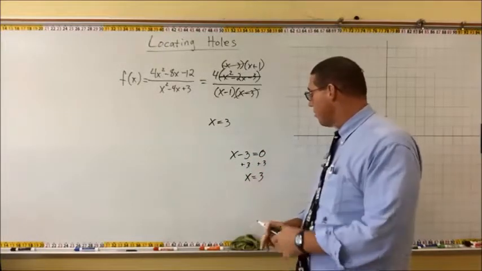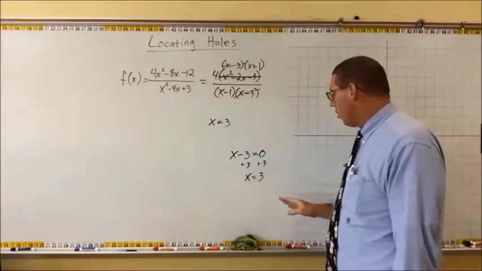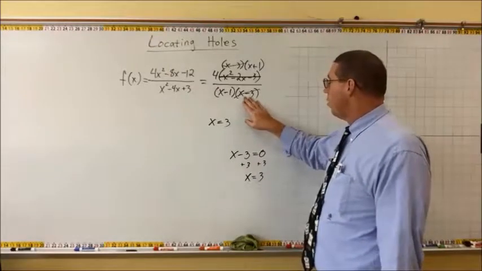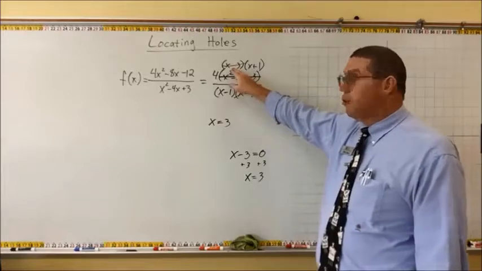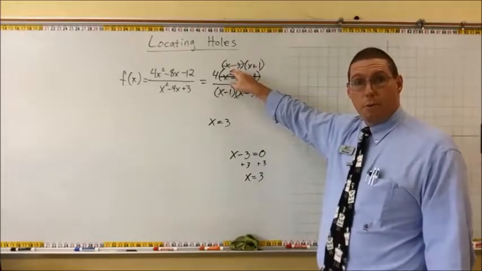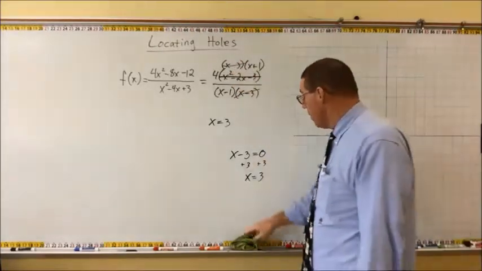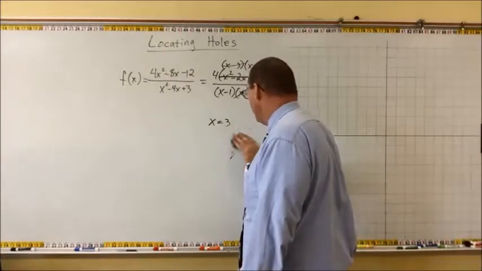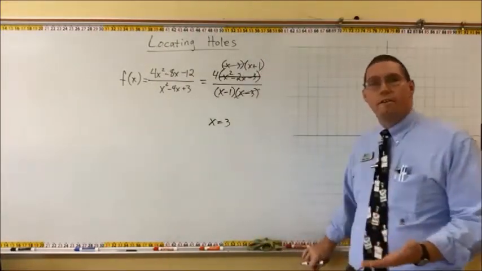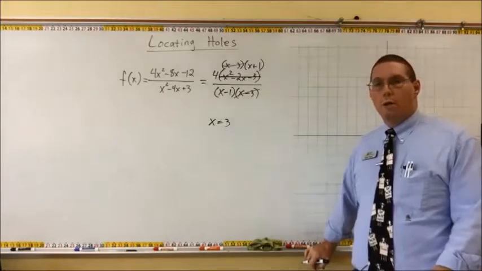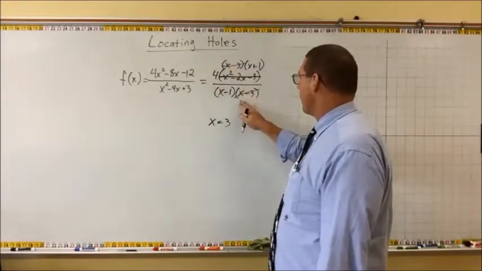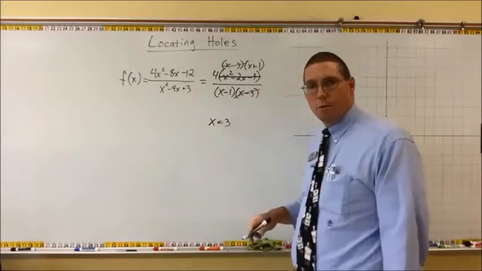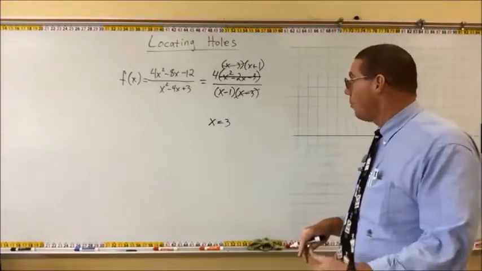And that tells us that if we were to plug a 3 in, what would that do to the denominator? It would give us 0. What would that do to the numerator? It would also give us 0, and we would have 0 over 0. And 0 over 0 is the indicator that you have found a hole. Okay? So we know that because we crossed out x minus 3, that gives us a hole at x equals positive 3.